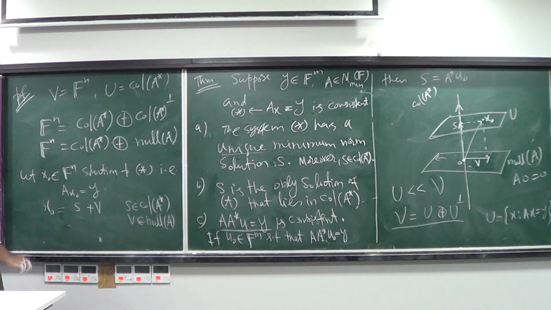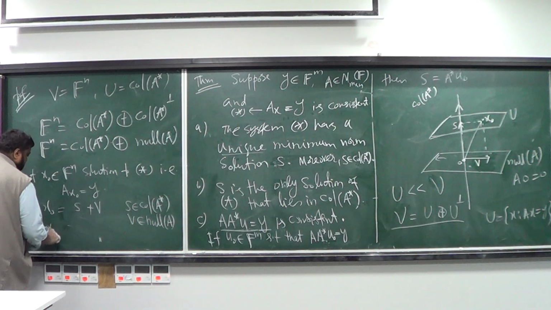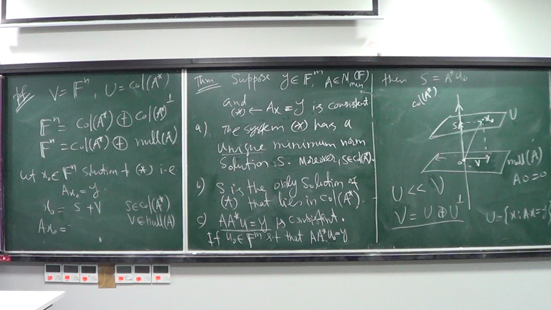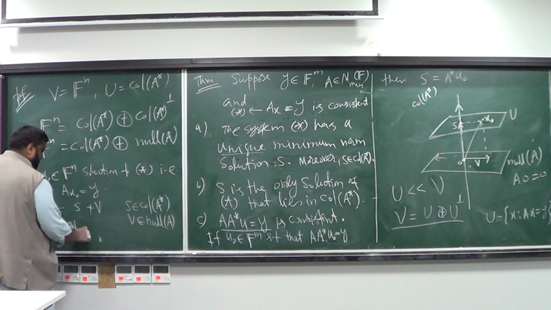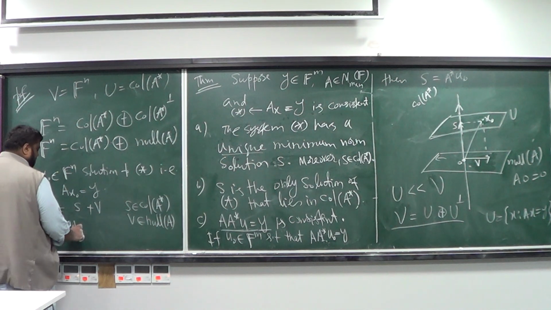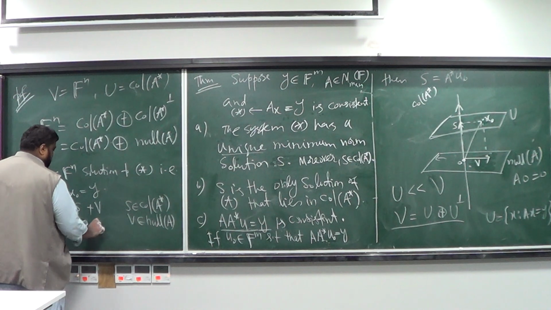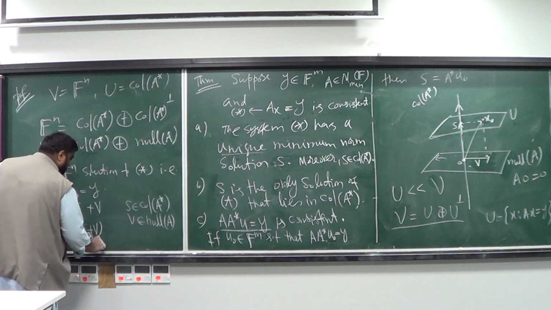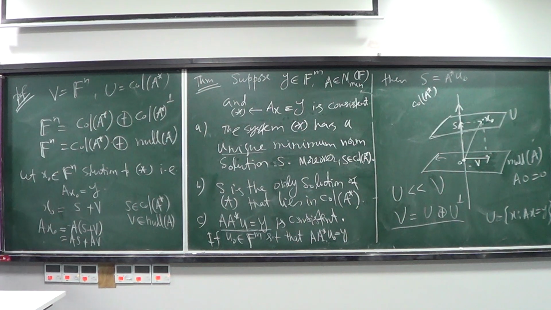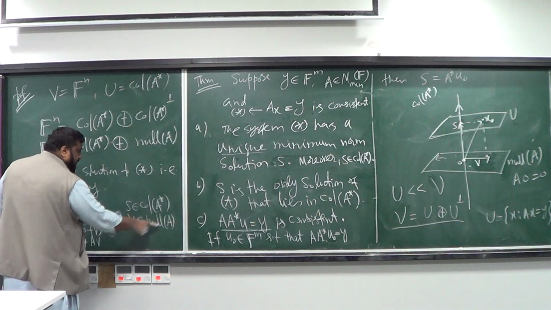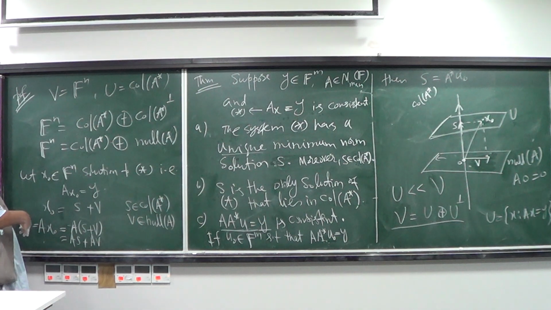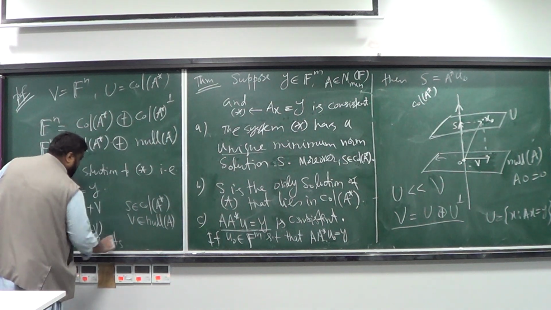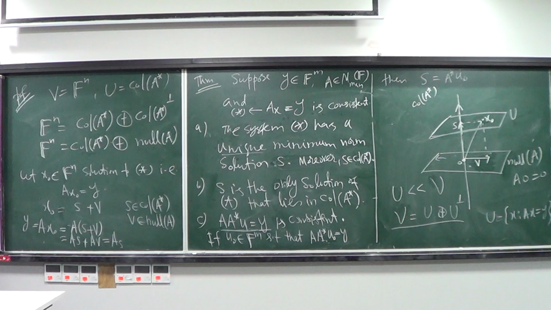Now, if I take my A and operate it on x naught, that means A of S plus V, which is equal to AS plus AV, and A x naught is really y. Now V is from the null space of A, so AV is equal to 0. So this would be equal to AS.